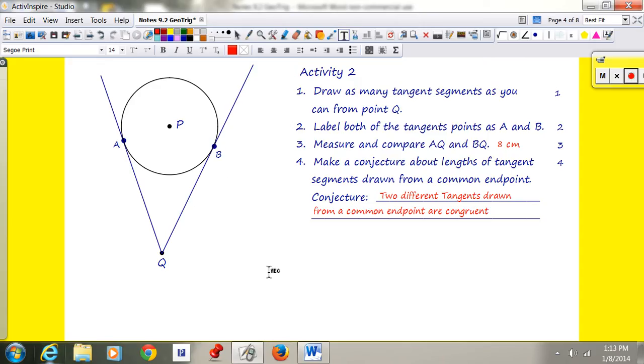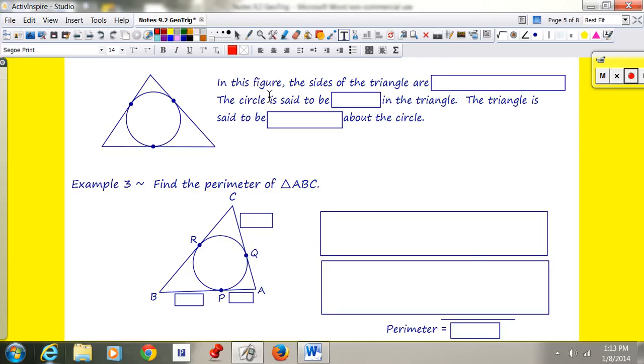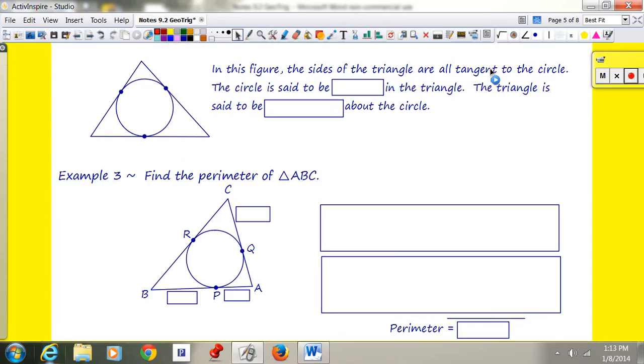That's the conjecture. All right, moving on. In this figure, the sides of the triangle are all tangent to the circle. Look at this triangle's tangent, this side's tangent, this side's tangent. So the circle is said to be inscribed inside the triangle. Inscribed means inside. Inscribed in the triangle.